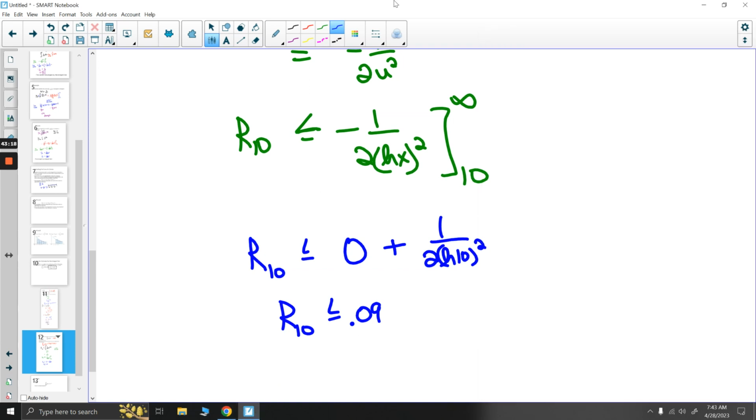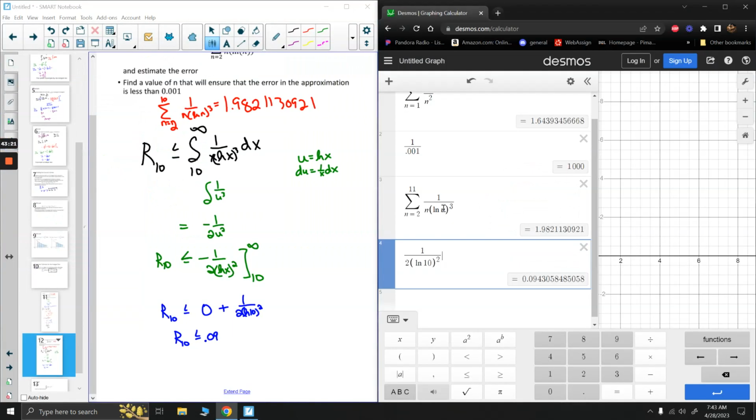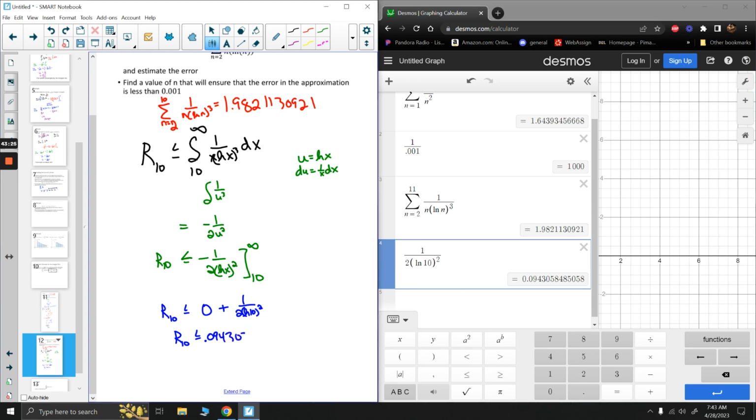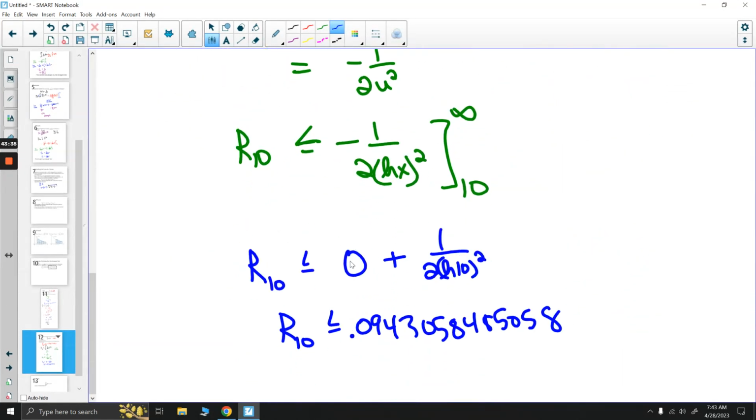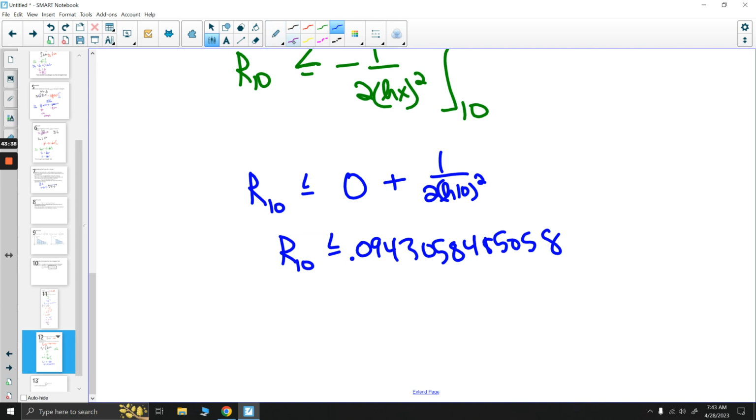3, 4, 3, 0, 5, 8, 4, 8, 5, 0, 5, 8. Okay, whatever. That's our remainder. Not as bad as I was expecting. I was thinking it wouldn't be as accurate as our previous one, which wasn't super accurate, but actually it was. It's more accurate, slightly.